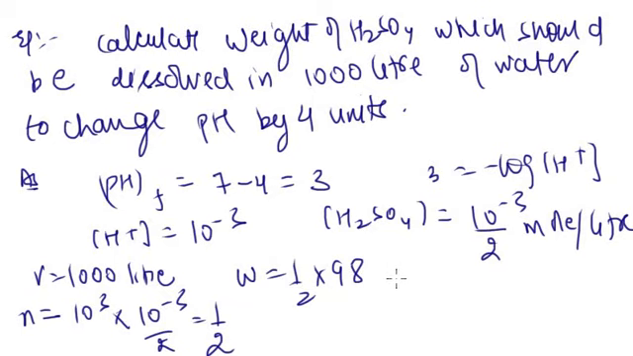Now weight is 1 by 2 into 98, that is 49 gram, and this H2SO4 we will be dissolving in 1000 liter of water to reduce its pH by 4 units. So these are some basic types of examples you may see while calculating the pH of a strong acid.